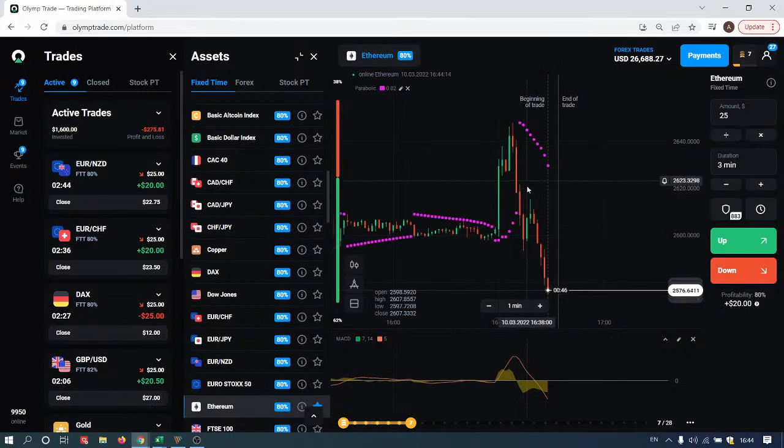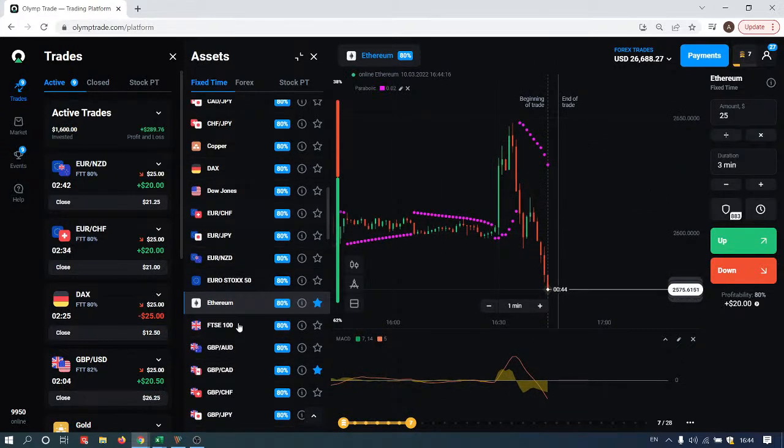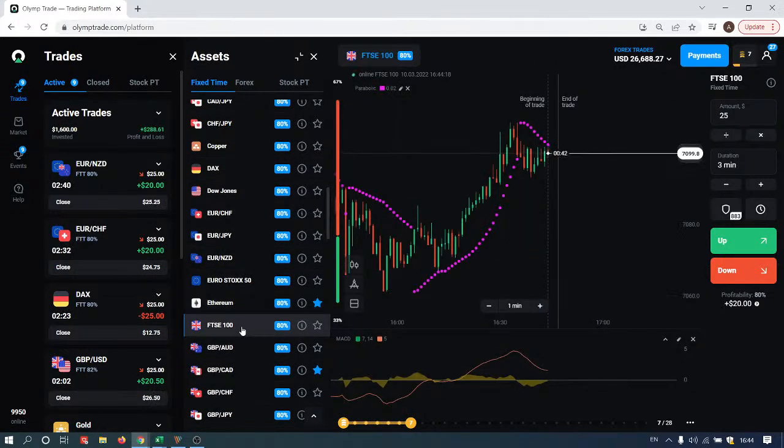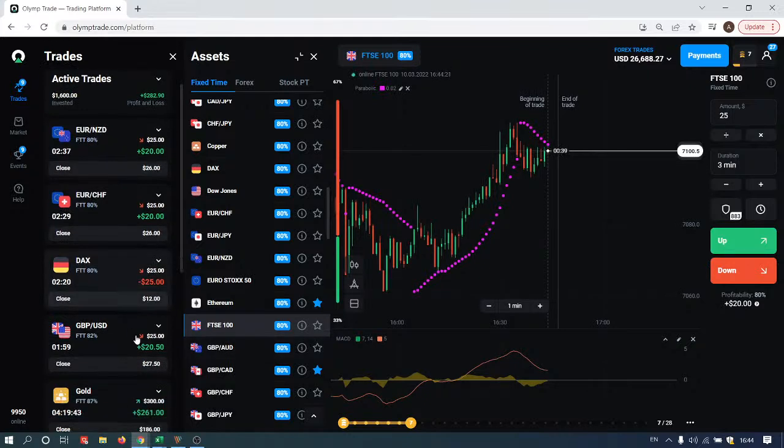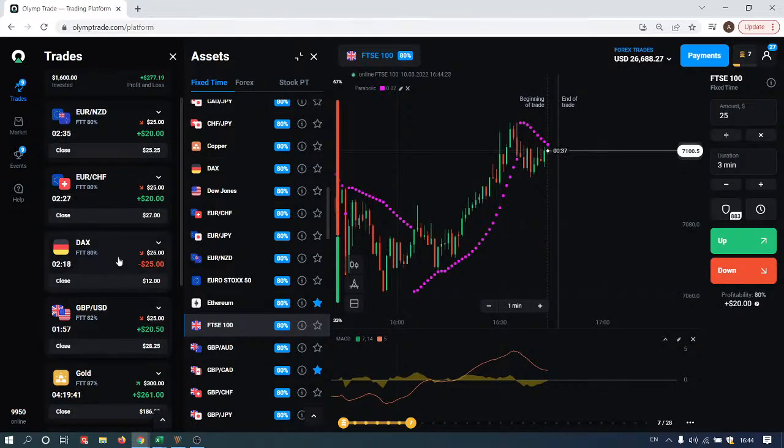Ethereum, wow, look at this. Wow, what happened? Ethereum is dropping. Some news on the cryptocurrencies probably came out.